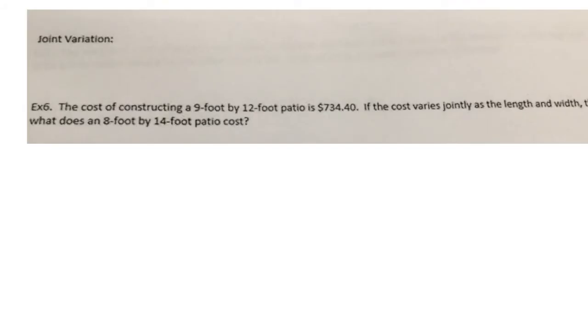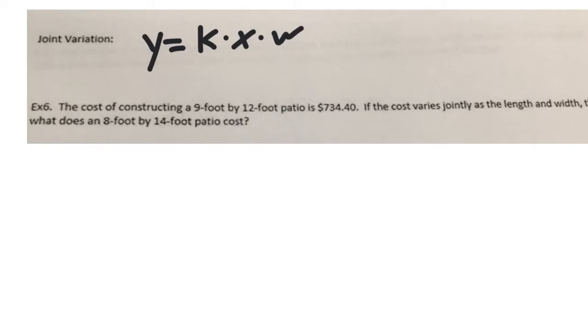We're going to look at joint variation. So joint variation is very similar to direct variation, except there are multiple things that are varying directly. Okay, so our normal formula for joint variation is y is equal to k times x times w. So here's an example of a joint variation problem.